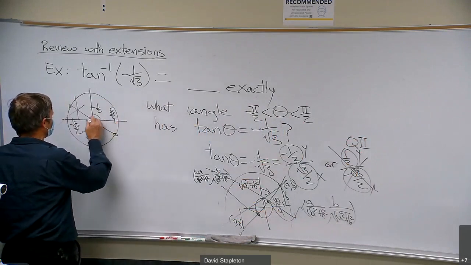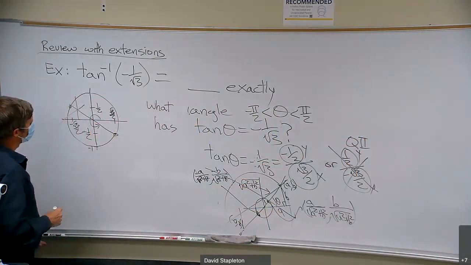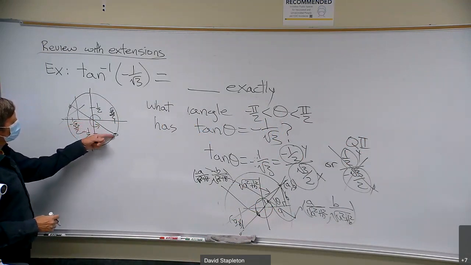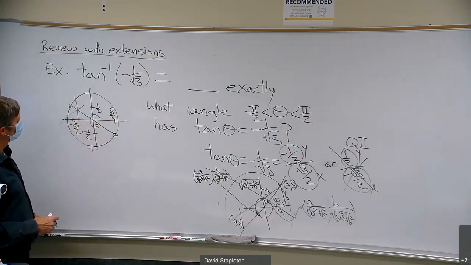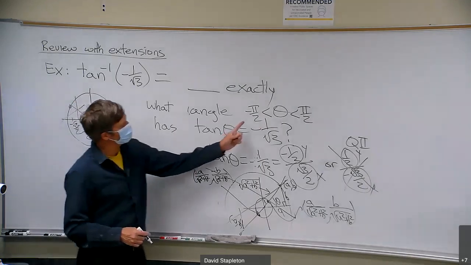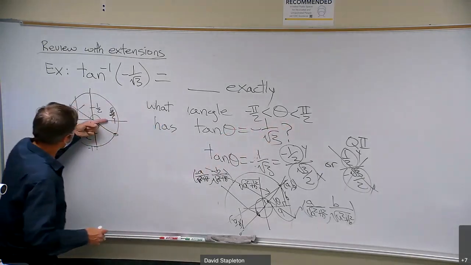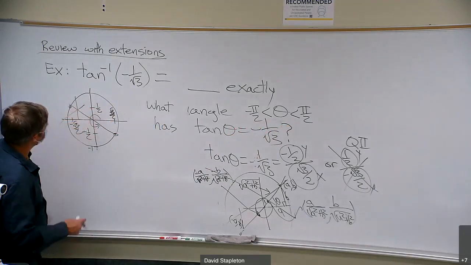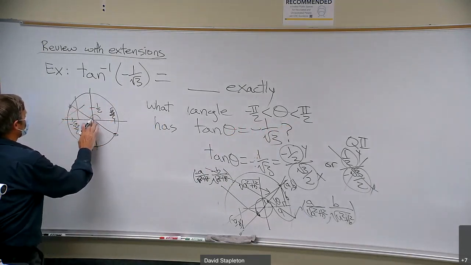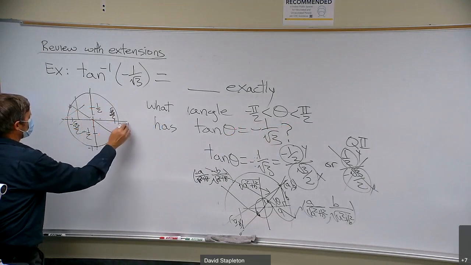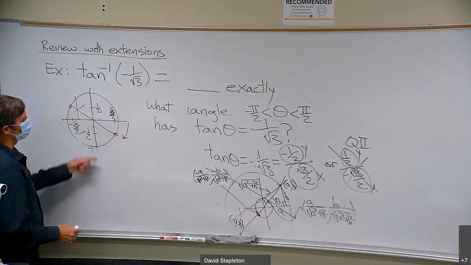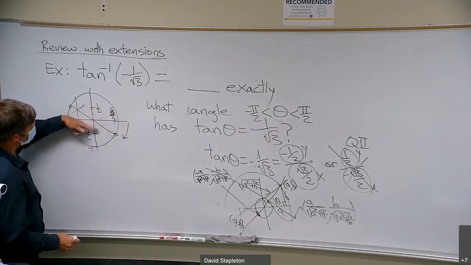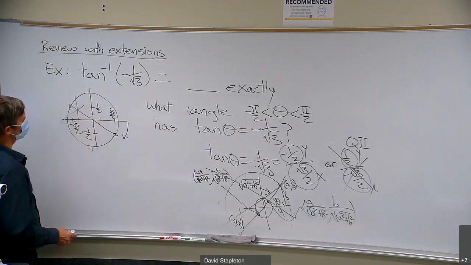It's not this one. Why isn't it that one? This terminal ray has the right tangent. Again, the angle has to be between plus and minus pi over 2. I can only go down this way or up this way. This is too big an angle, right? Bigger than pi over 2. So what I want is this angle here. That's the only angle between plus and minus 90 degrees that has that tangent.